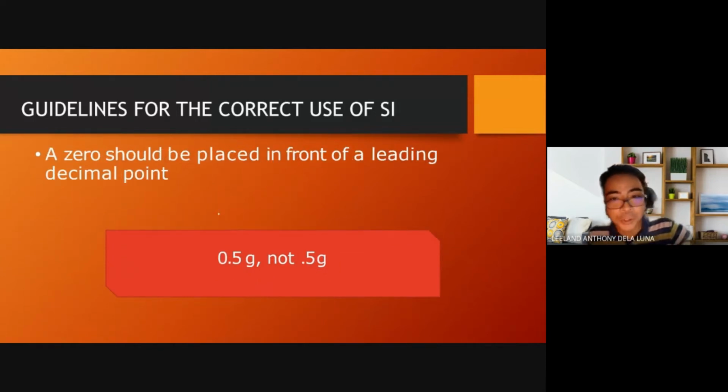Next, a 0 should be placed in front of a leading decimal point. Let's say, for example, if we say 0.25 grams, kailangan may 0 dyan. 0.25 para ma-indicate that that's 0.25 grams. We don't write it class as .25 lang. Bakit? Bakit natin hindi sinusulat siya as .25 lang?